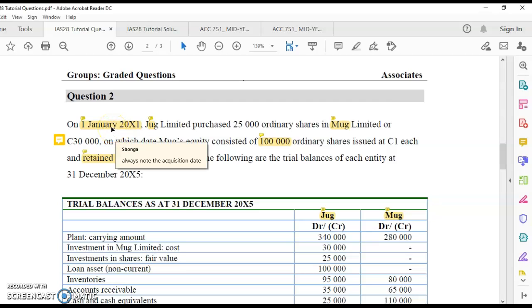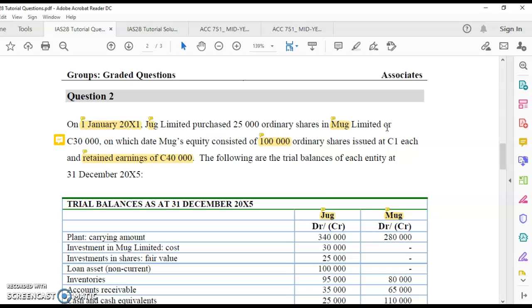Associates. On the 1st of January 20x1, I will be making some notes as we go through the question. I would advise that you also do the notes as you are reading the question. So I noted that this is the acquisition date, always important to note. JAG Limited purchased 25,000 ordinary shares in MAG Limited. By this statement, I discovered that JAG is the holder and MAG is the associate.